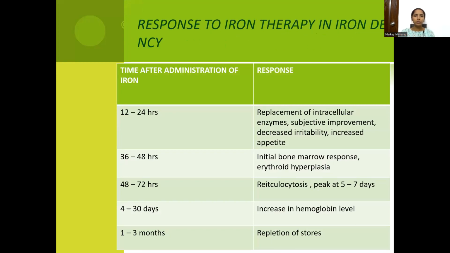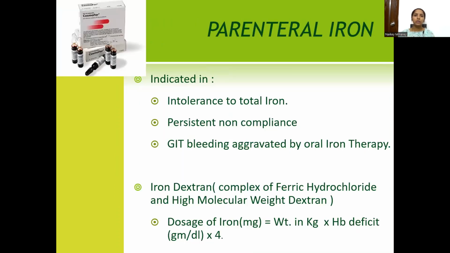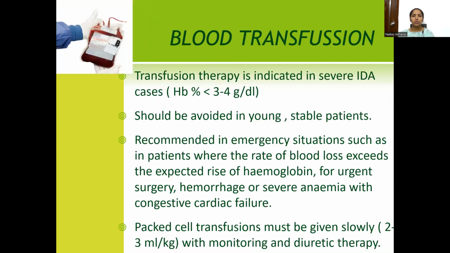The response to iron therapy: in the first 24 hours, there will be a subjective feeling of well-being and improvement. In the next 2 days, marrow response will be seen. In the next 3 days, reticulocytosis will be seen, with a peak at 5 to 7 days. Depletion of stores takes 3 months. Parenteral iron is indicated when there is intolerance to oral iron, persistent non-compliance, or GI bleeding. Iron dextran is used. Blood transfusion is indicated in severe iron deficiency cases, and should be avoided in young and stable patients.